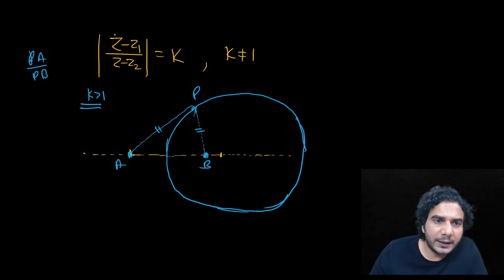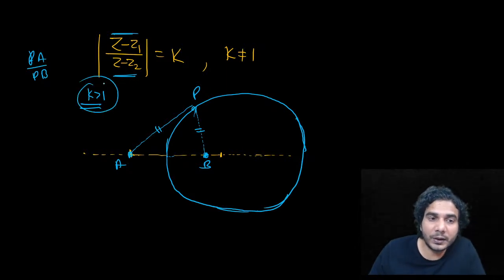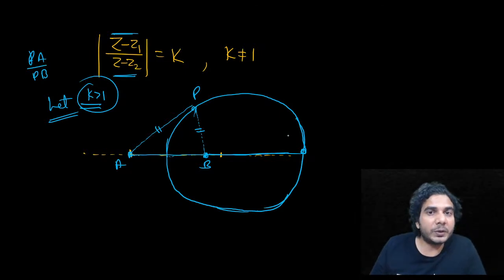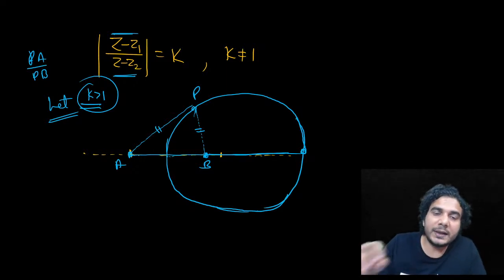You see, the distance of z from z1 is more than the distance of z from z2, because k is more than 1. We have taken k is more than 1, and according to that we are making the diagram. So you can see P will be here. If P is here, then clearly you can see PA will be more than PB. So the circle should be towards B, because PB is less, right? The circle should be towards B. That means B should be inside and A should be outside.